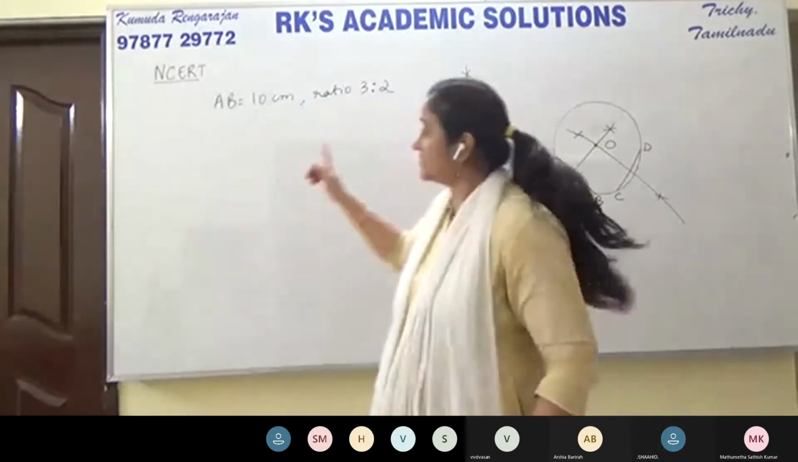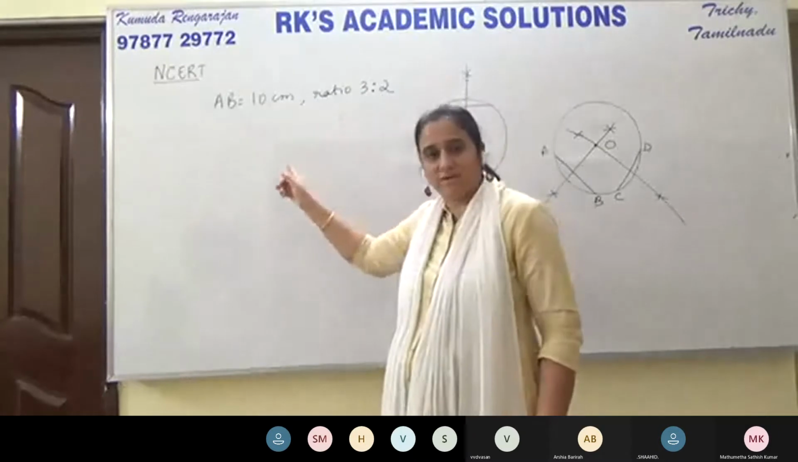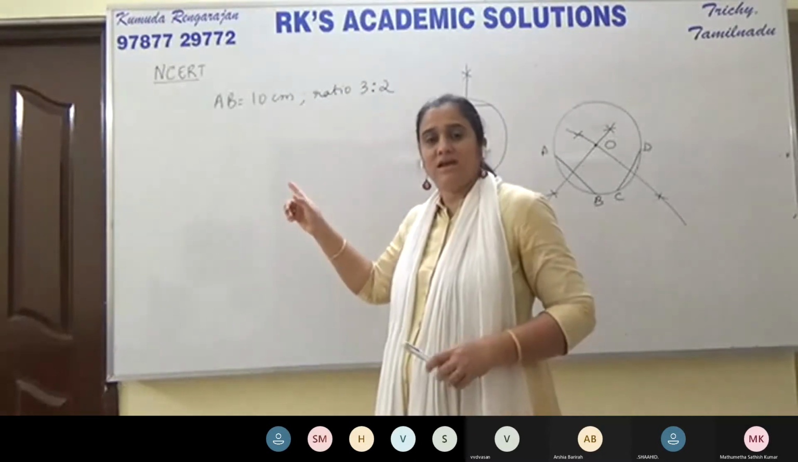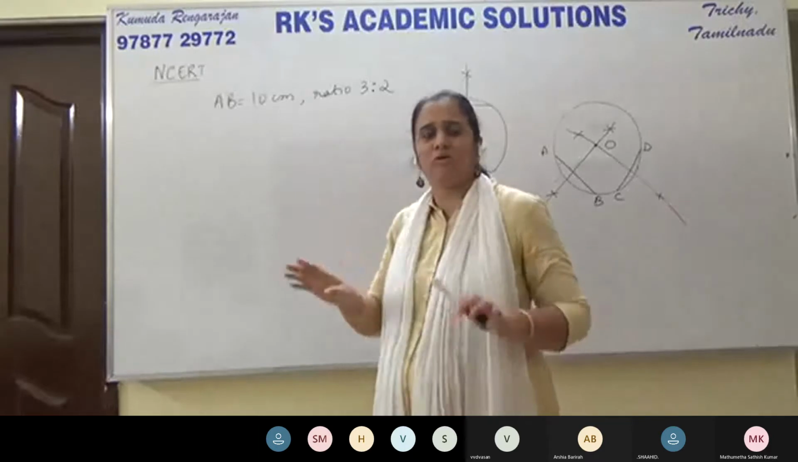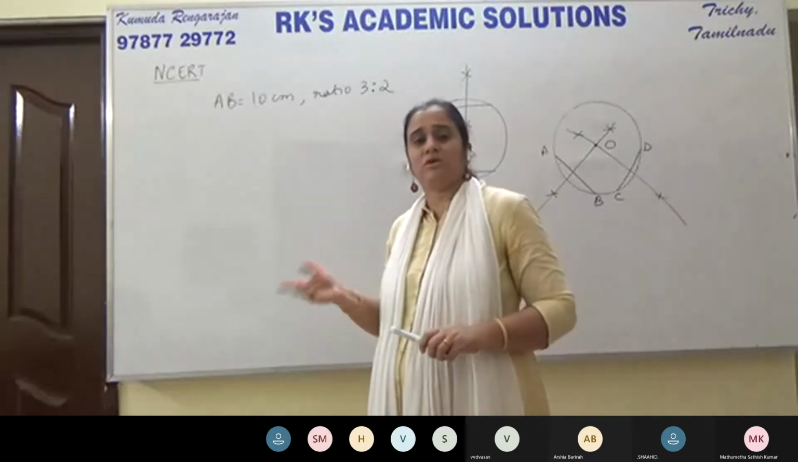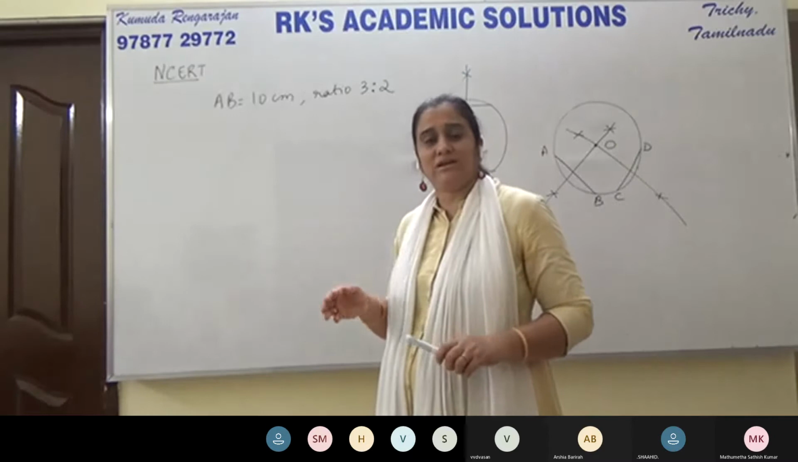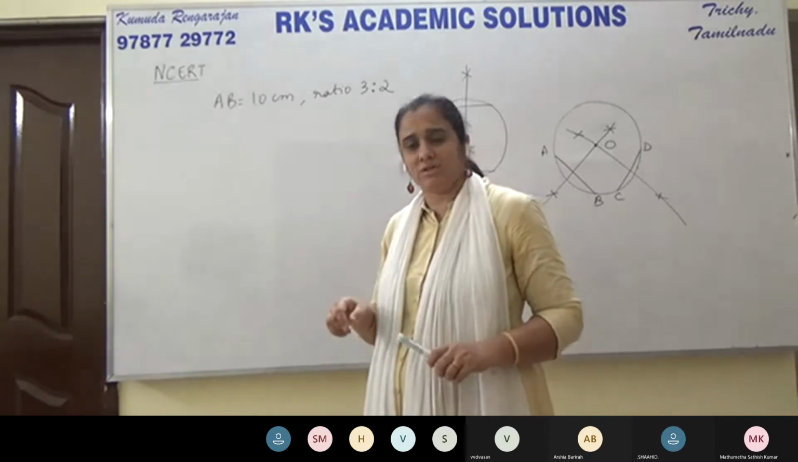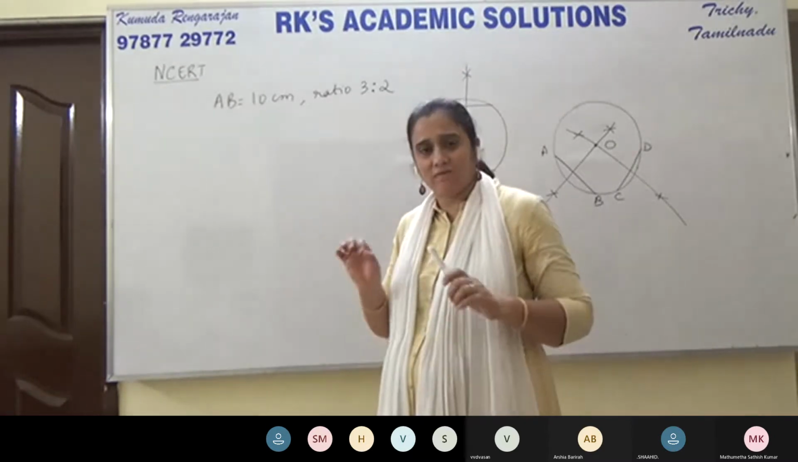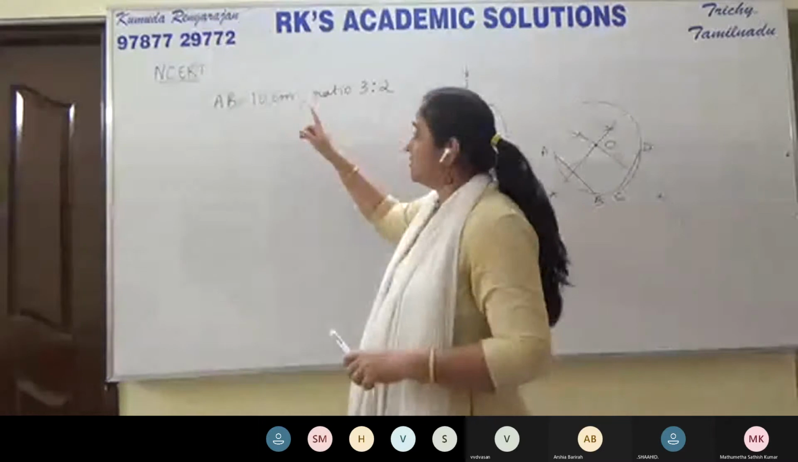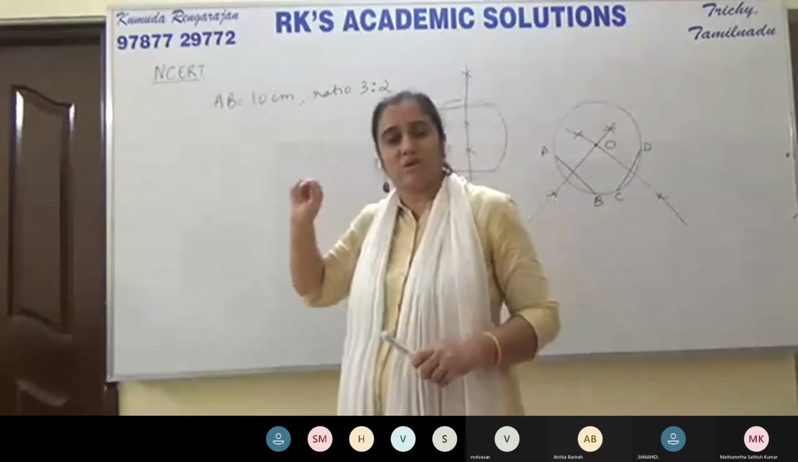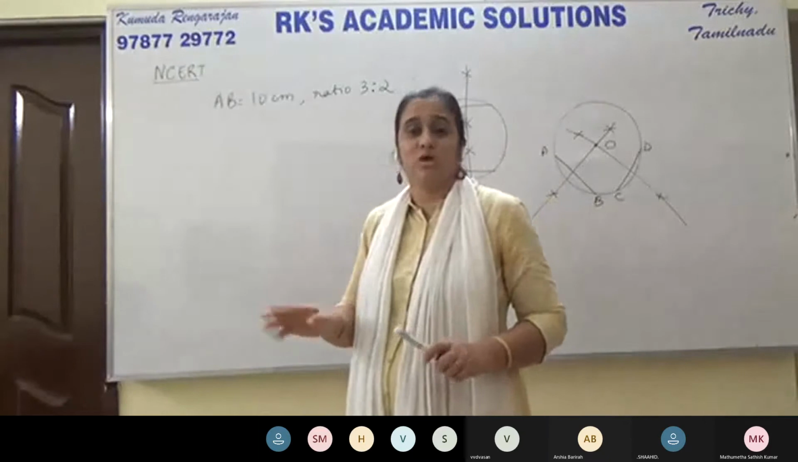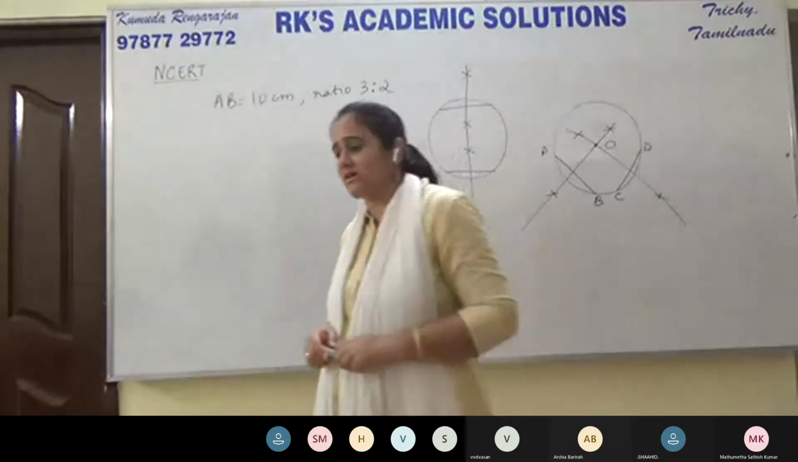Yeah, children, now let's take up a line segment AB equal to 10 centimeters and divide this line segment AB internally. We have only internal division. There's also something called external division, dividing a line segment externally in a particular ratio. We don't have external division, we have only internal division. So the line segment AB is 10 centimeters, divide it internally in the ratio 3:2 using the concept of similar triangles.